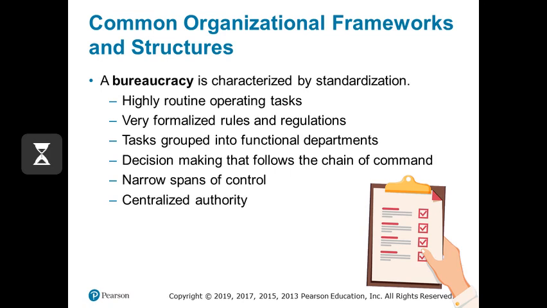So when we transition into a bureaucracy, we do things like develop highly routine operating tasks, meaning that we now have processes that we follow that are a little more standardized than they were before. And to support the standardization of these processes, we formalize rules and regulations. You'll start to see things like policy manuals emerge, and tasks get grouped into functional departments.